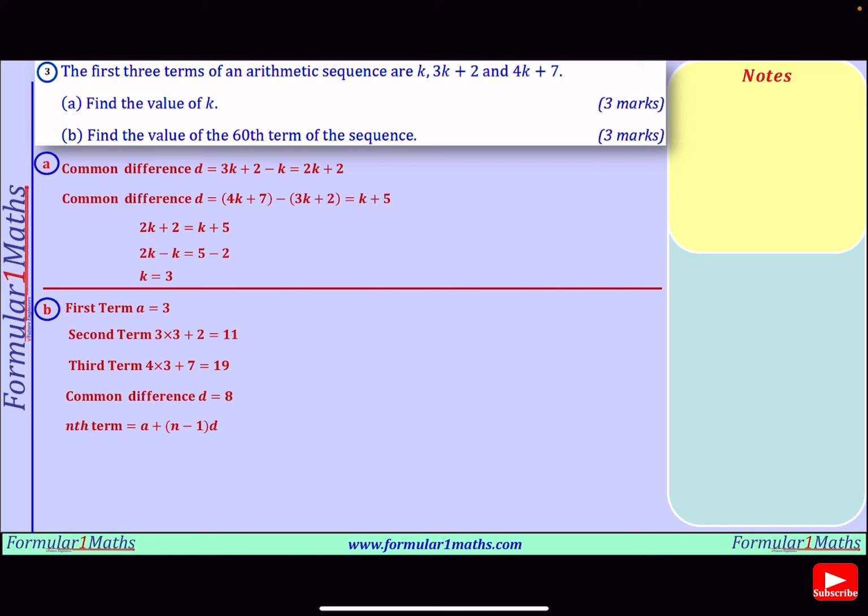Now the nth term is a plus n minus 1 times d. So the 60th term will therefore be a, which is 3, plus common difference 8, bracket 60 minus 1. Evaluate it, and you're going to get 475. And that's the answer for B.